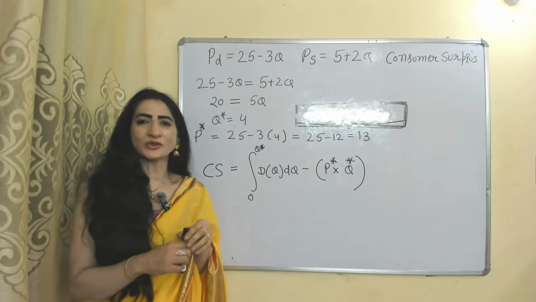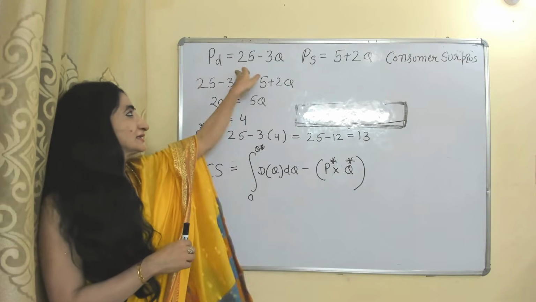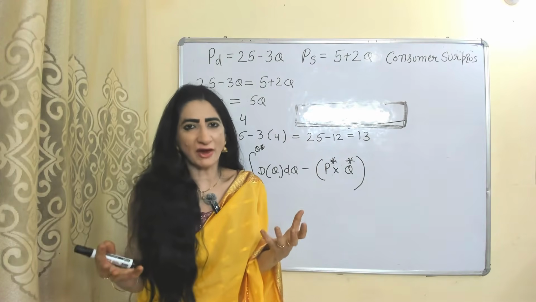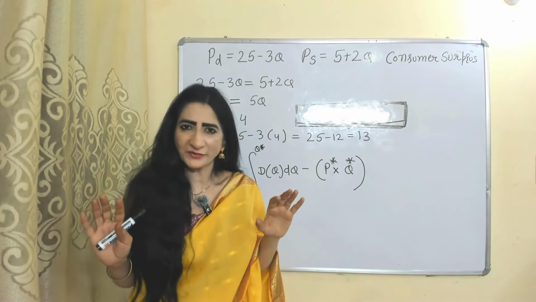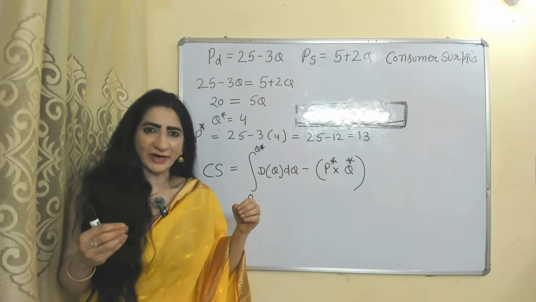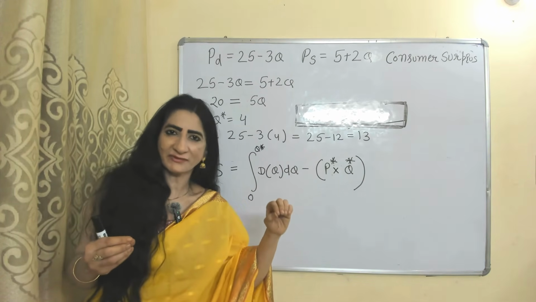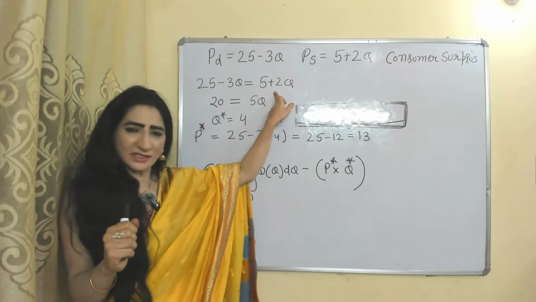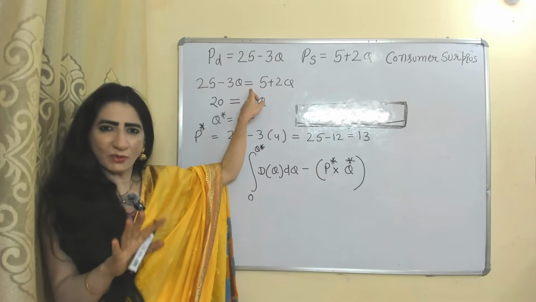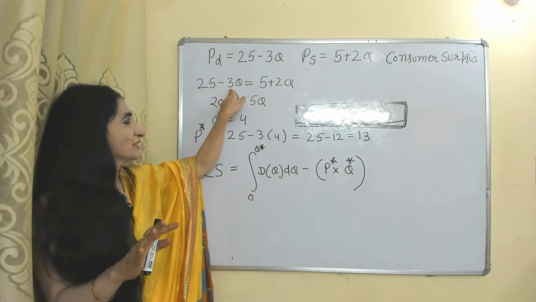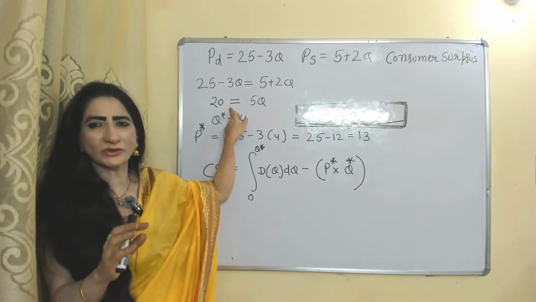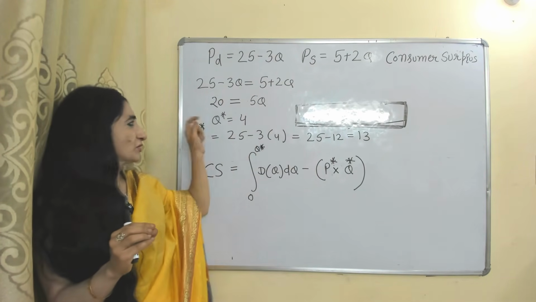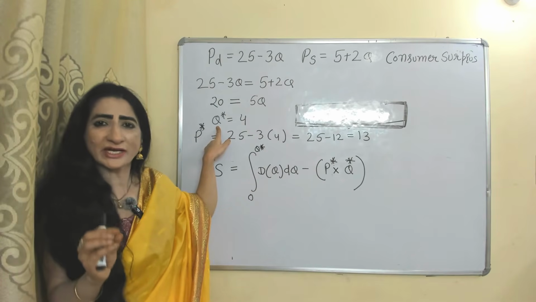Now we will see how to calculate consumer surplus. This is the demand function, this is the supply function, both are given, and we have to find the consumer surplus with the help of integration. First of all, we find the equilibrium quantity and equilibrium price by equating both functions. At equilibrium, both are equal. 5 will come here, 3q will come here. It becomes 20 equal to 5q. The value of q is 4, or you can say the value of q star equals 4.